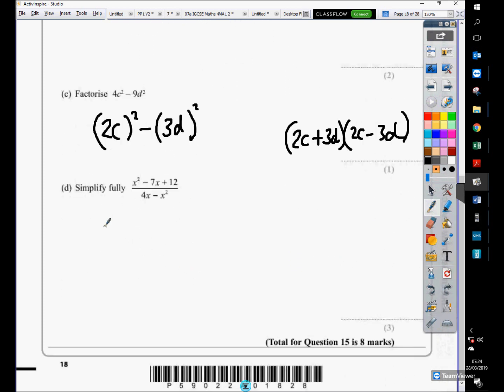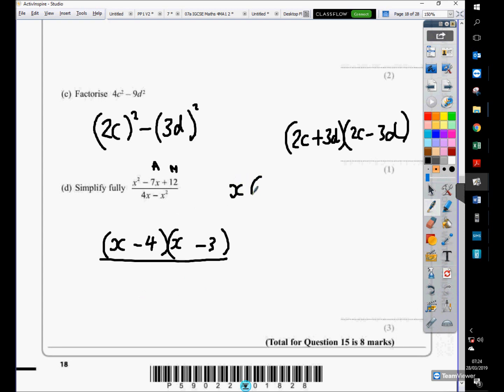And the last one, simplified fully. We use the technique: we factorise and then we cancel. So on the top, this is the AM method: numbers that add to make -7, but multiply to make +12. So x and x, they add to make -7, and then multiply to make +12, so -4, -3.